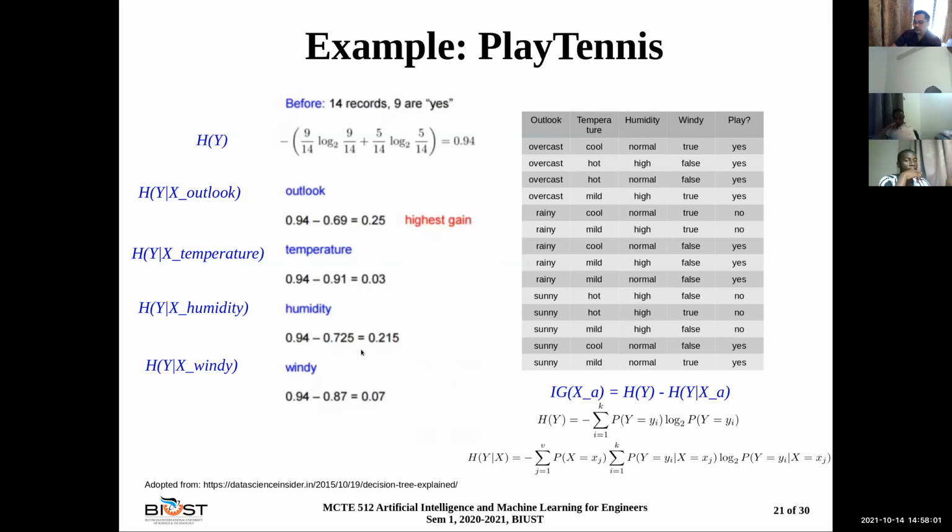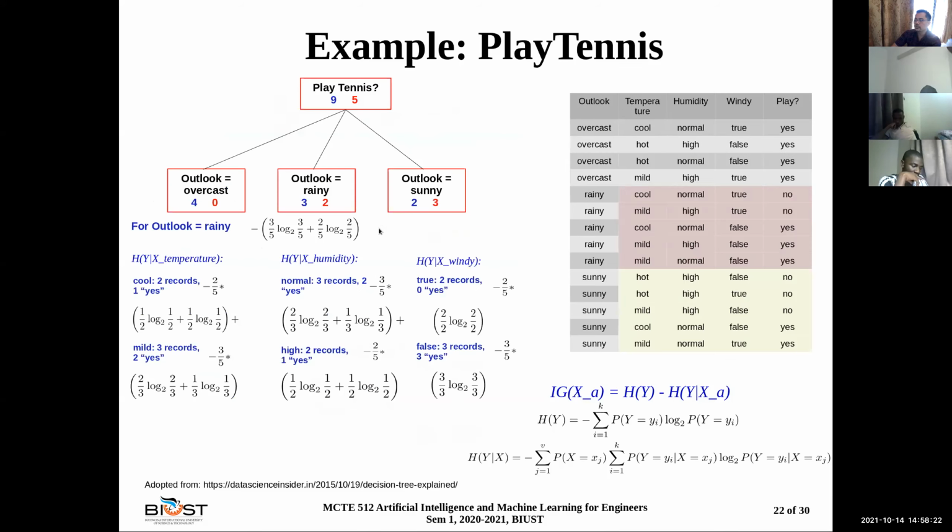So now, if you calculate everything, the one with the highest information gain, can you see everything is the same for the first part minus the relative entropy. So all of these will have different relative entropy, and so the highest information gain is the outlook, and so outlook will be the first layer.